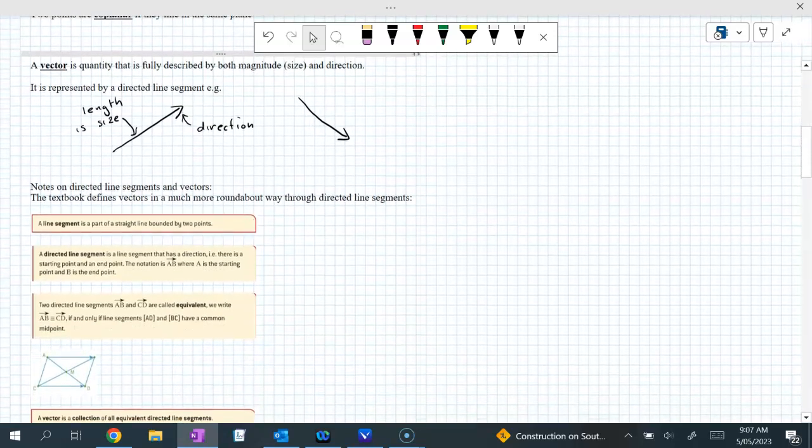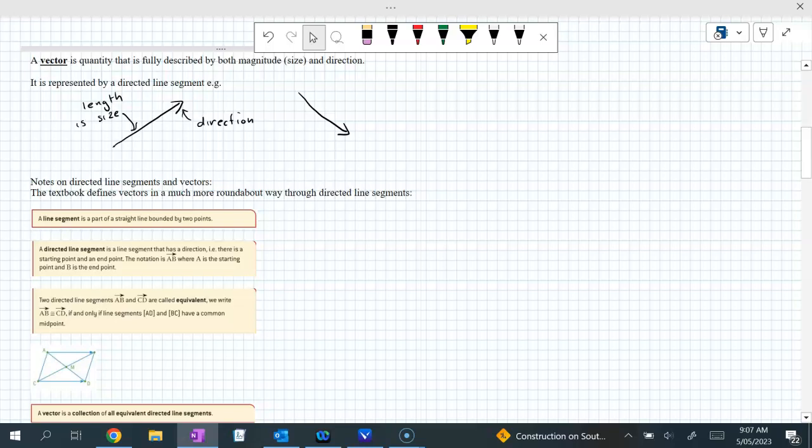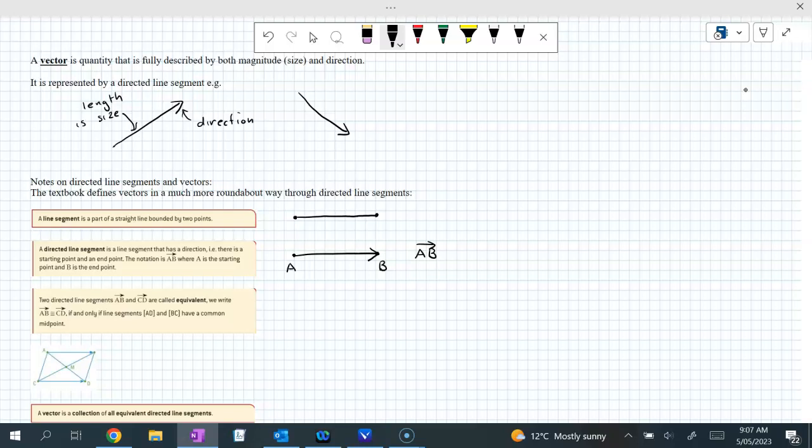The textbook does it in a different way, and it's much more roundabout. They talk about a line segment is part of a straight line bounded by 2 points. So if I've got a point there and a point there, then that's one line segment there. And then a directed line segment is a line segment that has direction. In other words, and we've already seen what that looks like, but if those are my 2 points, then the directed line segment has a direction with an arrow. And if this is A and this is B, then we can say it's AB, and an arrow above the AB indicates that it's going in the direction from A to B.